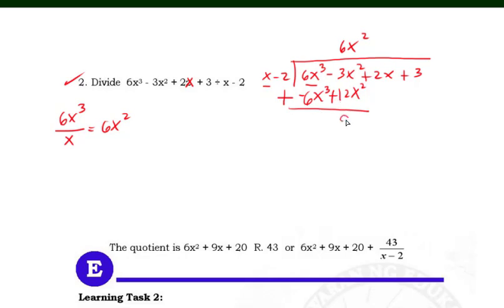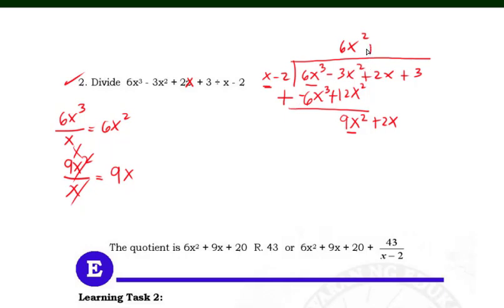The answer is 9x squared. So, ito naman ngayon ang ating idot. So, bring down 2x. Then, divide again 9x squared by x. So, what is 9x squared divided by x? So, that is equals to 9x. Di ba? So, x na lang po matitira doon. So, the answer is 9x.